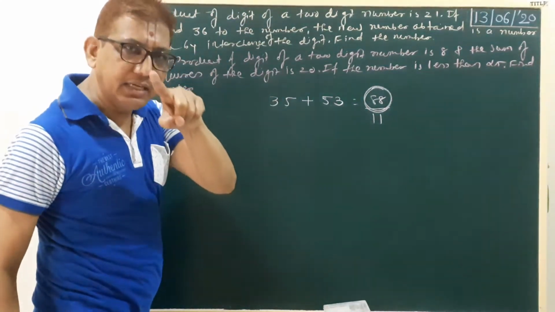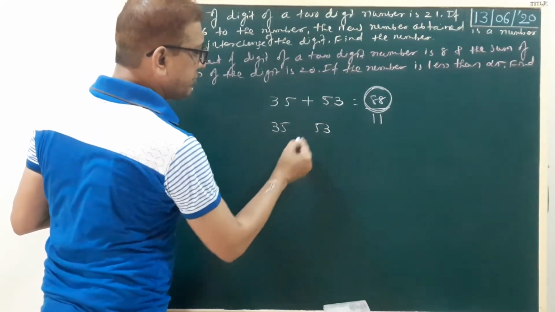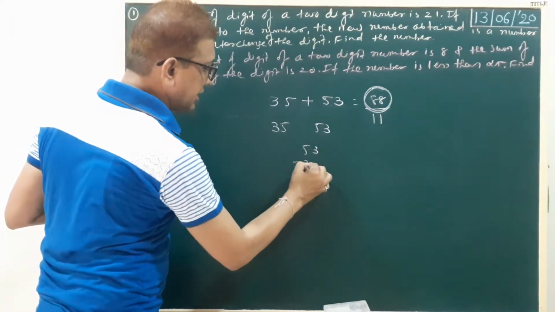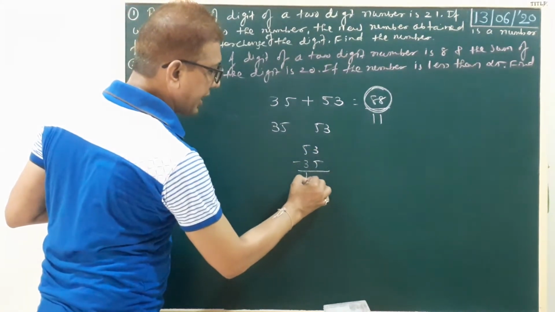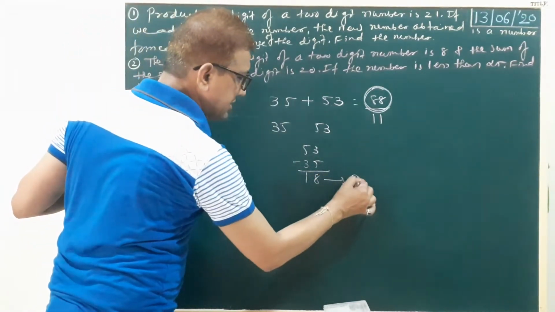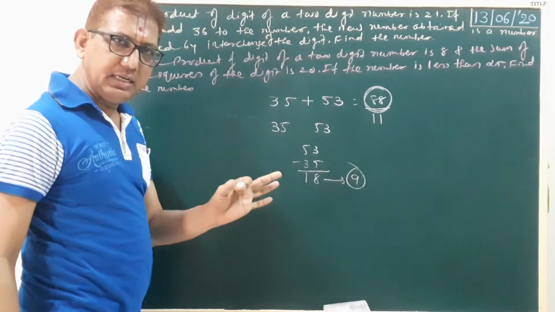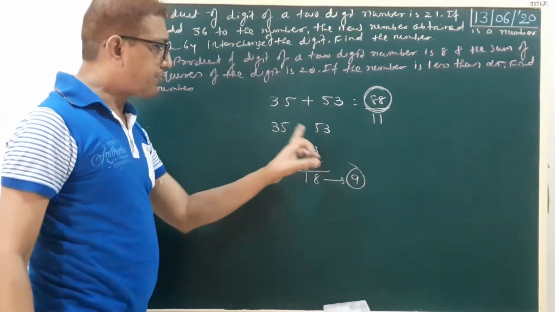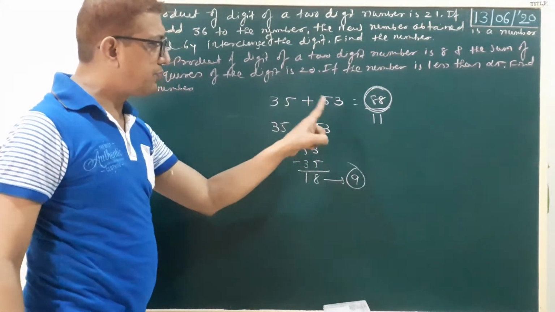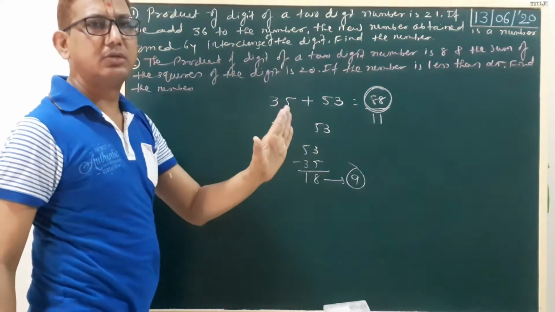Second thing: subtract these two numbers, 35 and 53. Subtract bigger minus smaller, so 53 minus 35 is 18. This is always divisible by 9. You can suppose any number, interchange the digits and subtract the two numbers. The subtraction is always divisible by 9, and the sum of these two numbers is always divisible by 11. These are the rules.